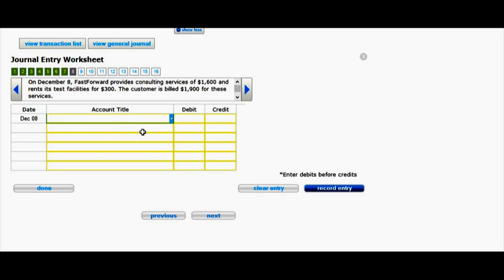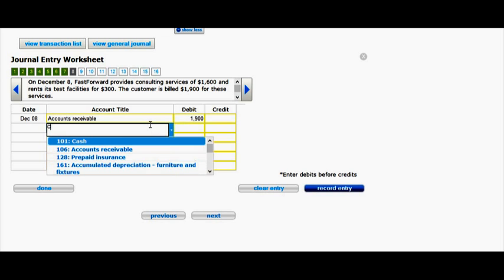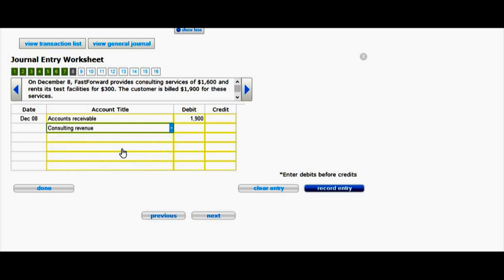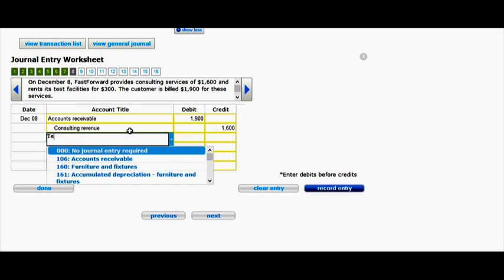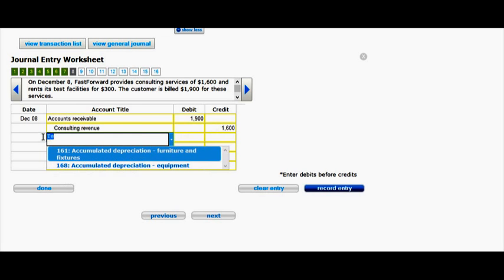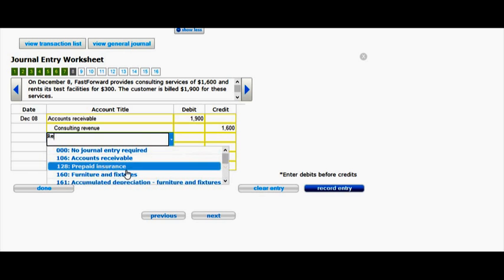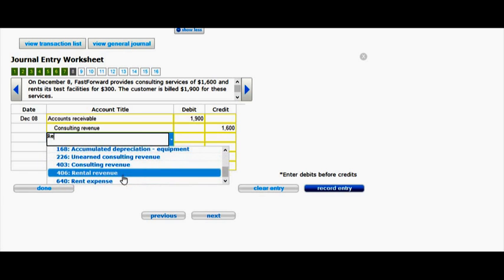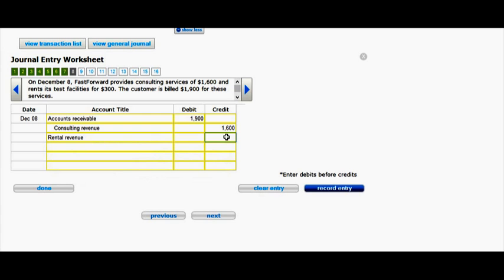On December 9th, provide consulting services and rents the test facilities and bills the customer. Now if you see that, that means we didn't get the money yet. So it's going to be receivable, $1,900. Separate your two revenues. Consulting revenue is 1,600. And remember, we increase revenue on the credit side. And would that be some sort of revenue? Rental revenue for 300.